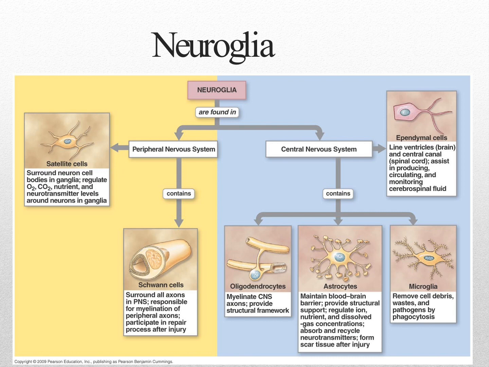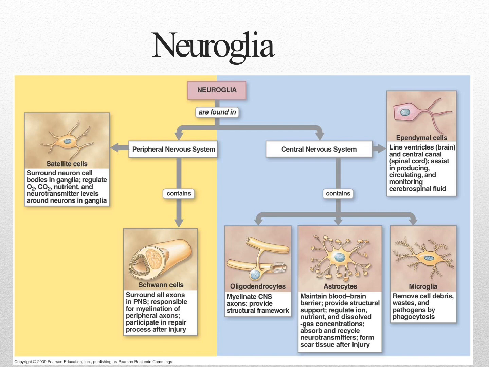It can myelinate more than one axon at a time. Remember, the Schwann cell myelinated one axon at a time, and it does not form a neurilemma. So that's the main difference.